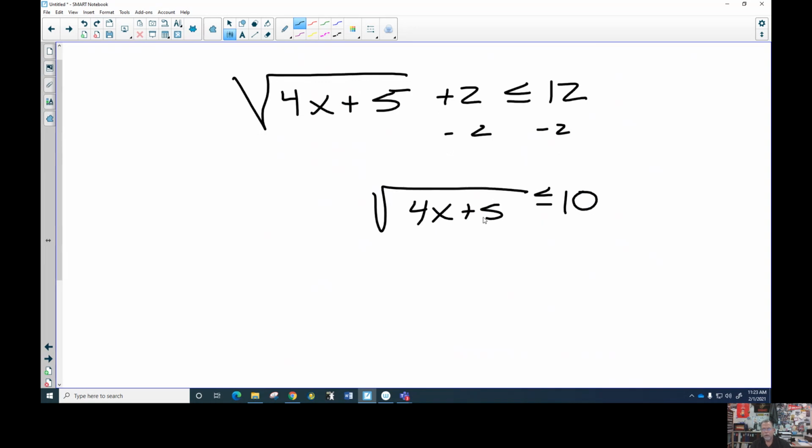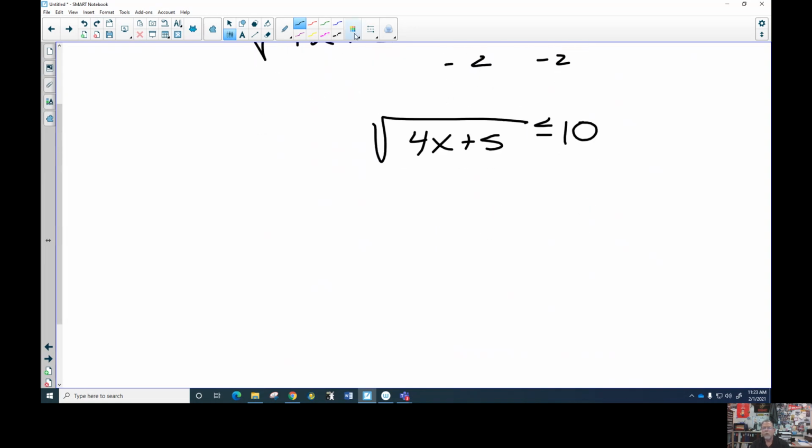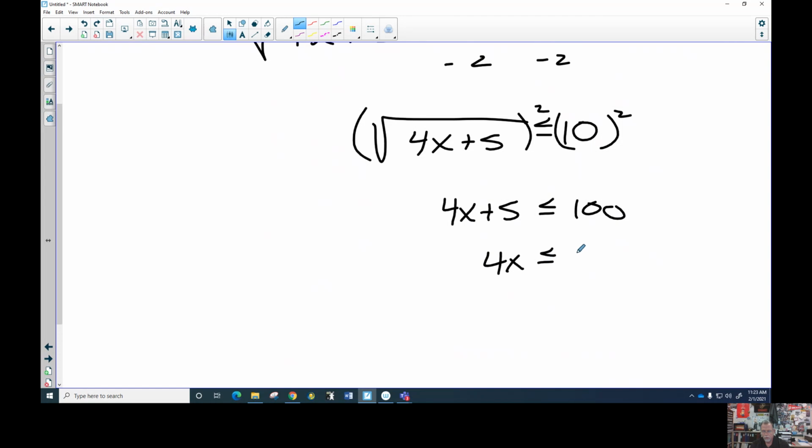So now to solve this, we would look at squaring both sides. We square, we get 4x plus 5 less than or equal to 100. And subtract 5, 4x less than or equal to 95. And that makes, when I divide by 4, x has to be less than or equal to 95/4. I'm just going to leave it there. I can't reduce it. So that is my set of solutions.